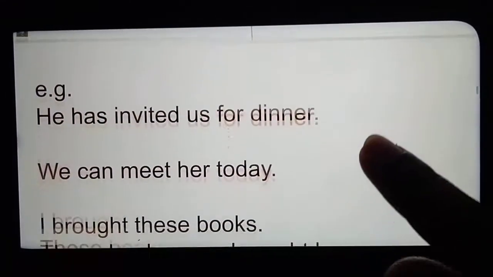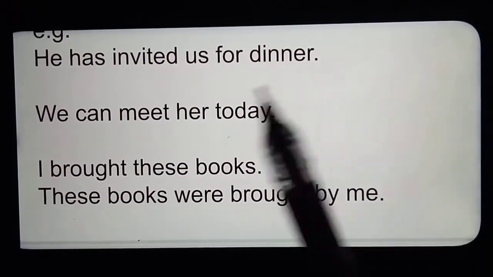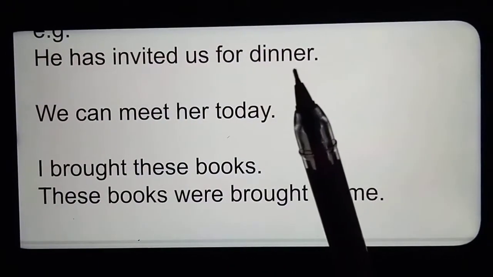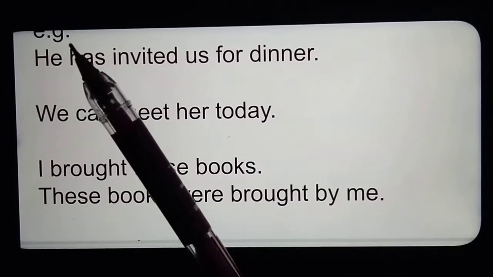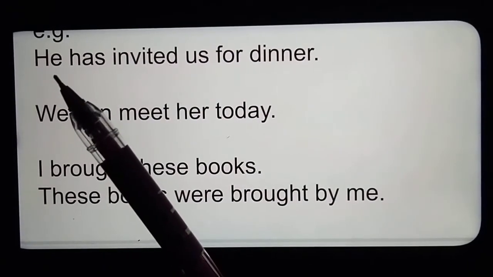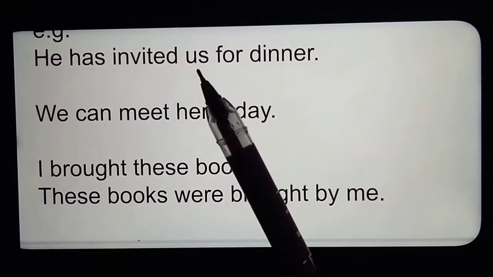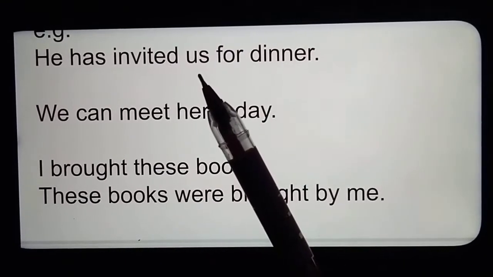These personal pronouns are used here in the sentences. Let's see them. First one is, he has invited us for dinner. Now he is used as a subject, so it is subjective personal pronoun, while us, which is form of we, is used as an object in a sentence. It is objective personal pronoun, or you can simply say object pronoun.